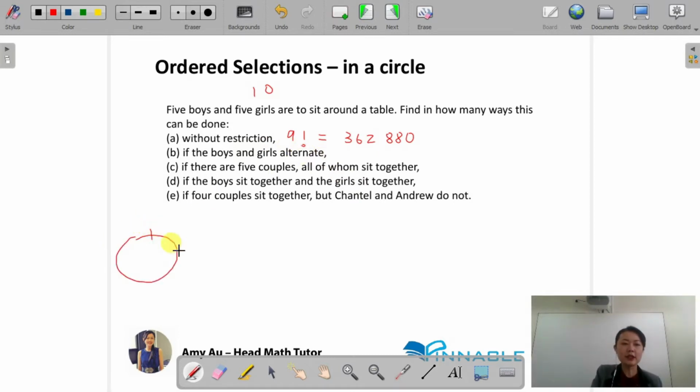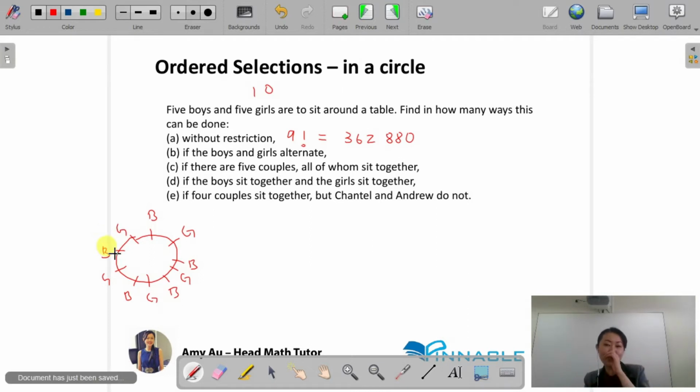Now the thing with alternating, 1, 2, 3, 4, 5, 6, 7. Okay, it's not very even, but that's okay. The thing with alternating is because there is no start or finishing line, so as long as you have them alternating, that's all you have to do. Whereas in a straight line, there's 2 ways you can alternate. You can start with a boy, girl, boy, girl, or you can start with a girl, boy, girl, boy. So there are 2 ways to do that one, whereas in a circle, there's only 1 way, yeah?